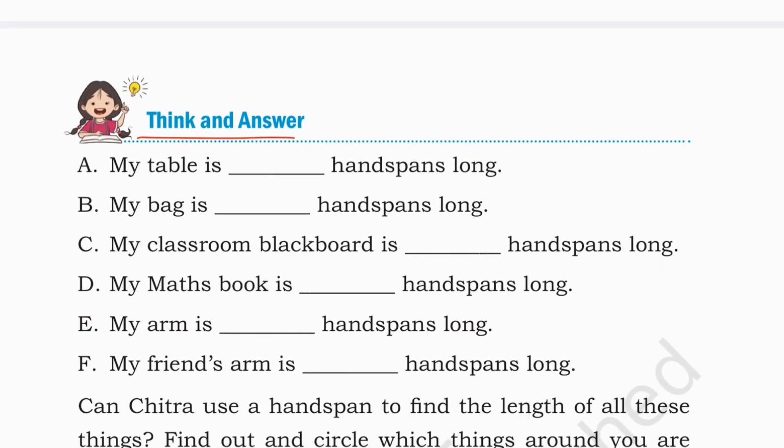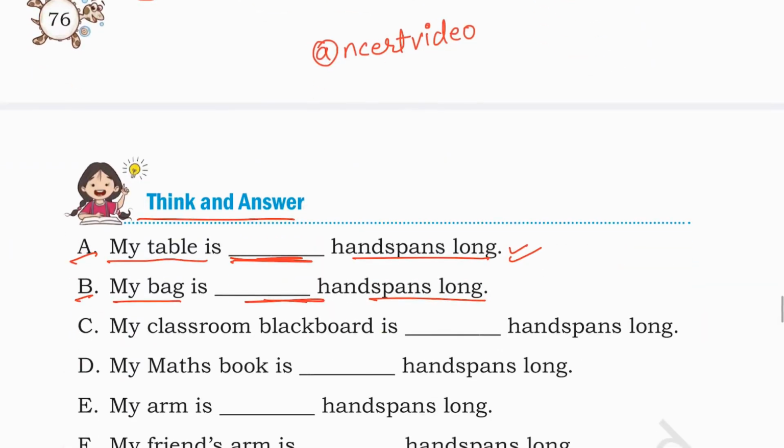Think and answer. A, my table is this much hand span long. B, my bag is this much hand span long. Okay, you have to measure your table using hand span. Hand span means the distance between the thumb and little finger.